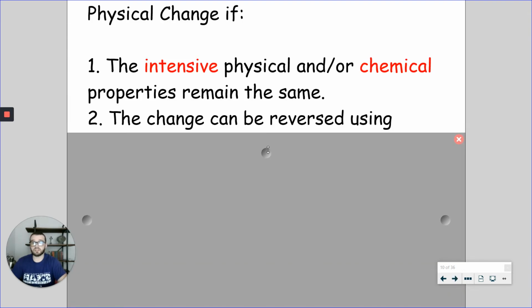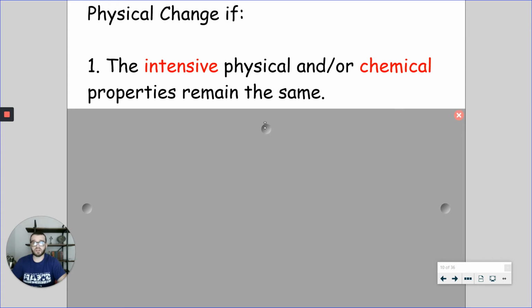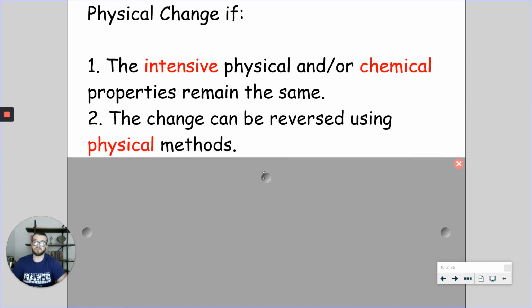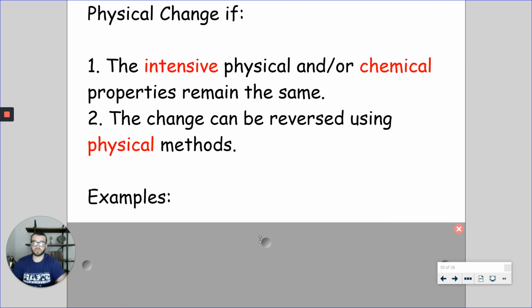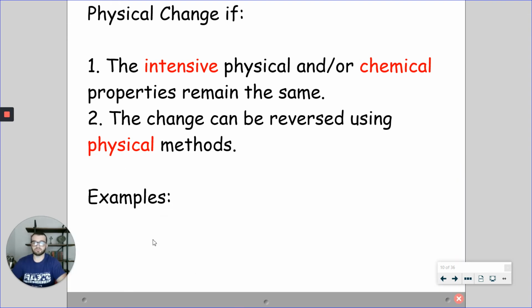Something is a physical change if 1, the intensive physical and or chemical properties remain the same. 2, the change can be reversed using physical methods. Some examples. Got a good example.